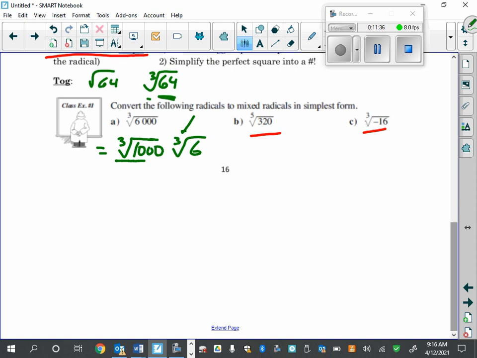Now, that's the perfect cube. What number times itself 3 times equals 1,000? Show me with your fingers. High five. Good. So you turn that into 10, and you've got the silliest looking answer you've had in your entire life. 10 cubic root of 6 is the answer. Full marks. Don't do anything else with it.